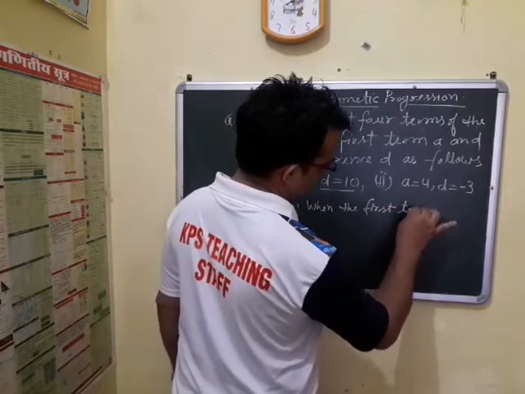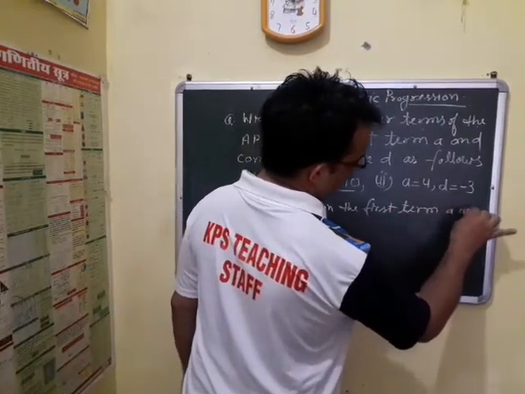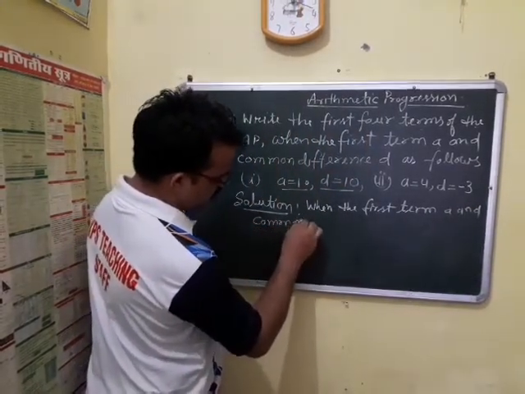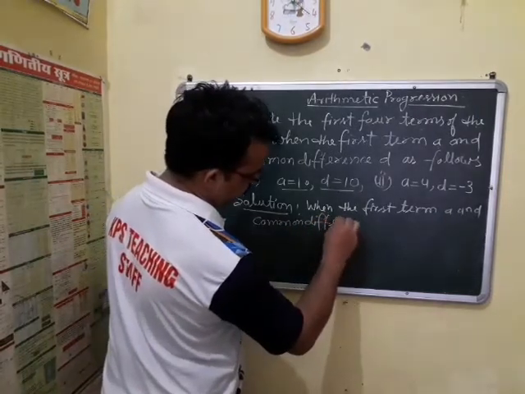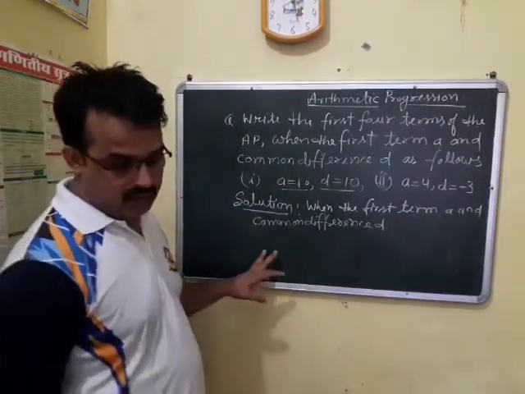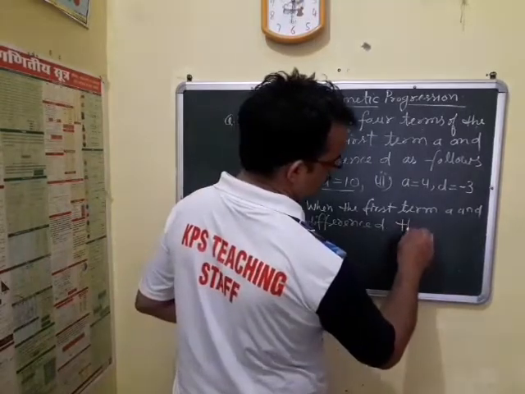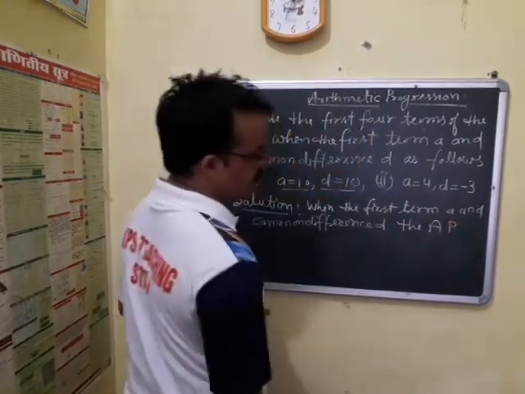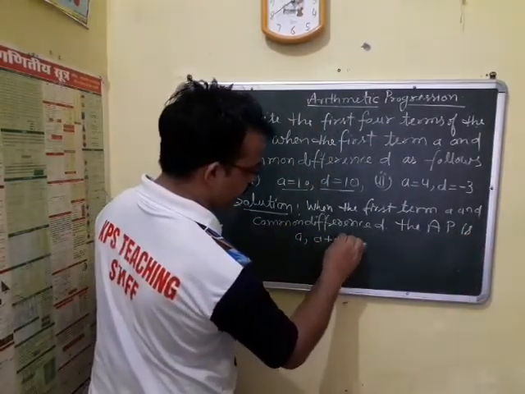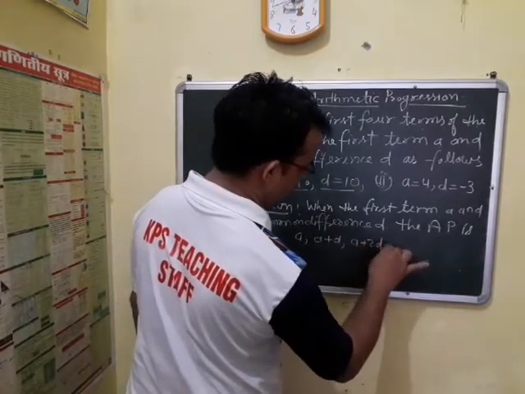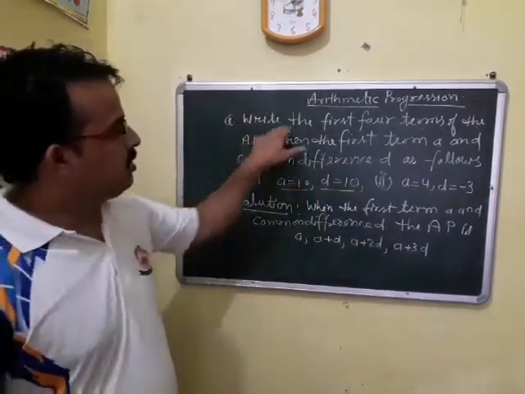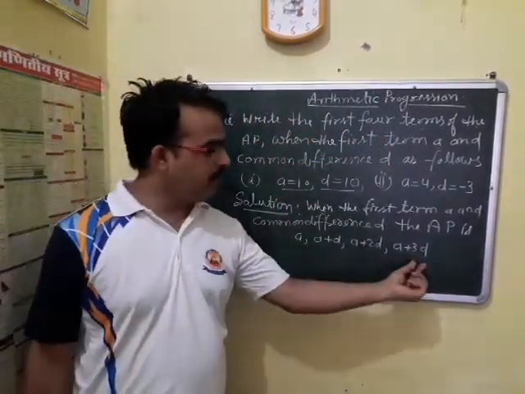Now we know that when the first term is A and the common difference is D, clear? The AP, arithmetic progression, is A, A plus D, A plus 2D, A plus 3D. How many terms? Right here the four terms: first, second, third and fourth terms.